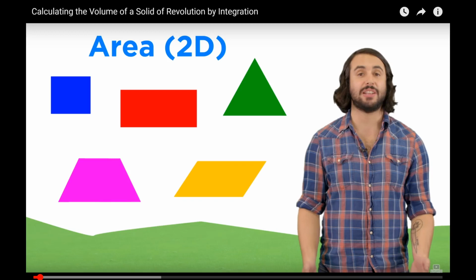All right, so we've been doing area, and now we're gonna go from that to volume. So let me start this.